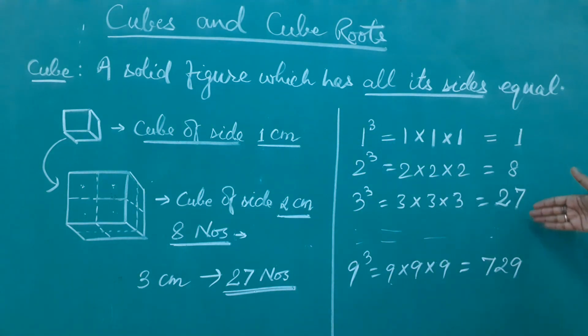And these are known as perfect cubes. 1, 8, 27, 64, 125. These all are perfect cubes. But here for negative numbers we will have negative cubes. If the number is -1, cube will be -1. If the number is -2, cube will be -8. For the number -3, cube will be -27. Not as in square.